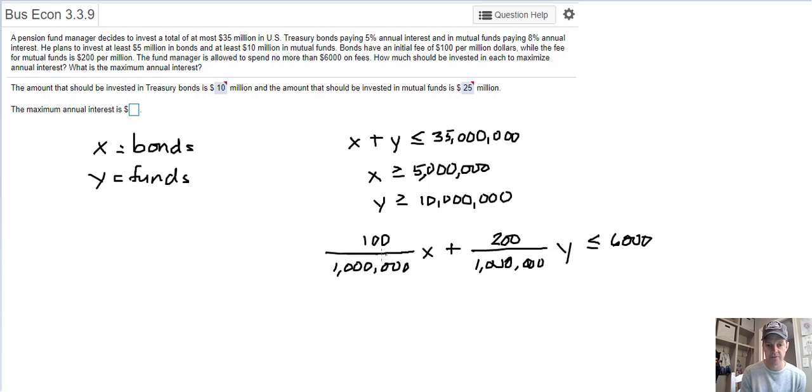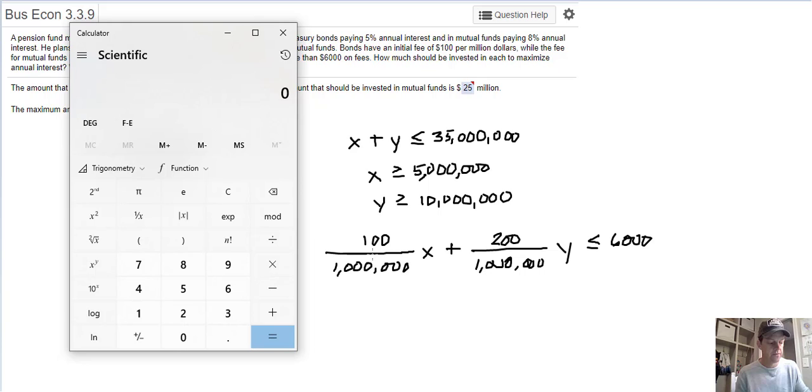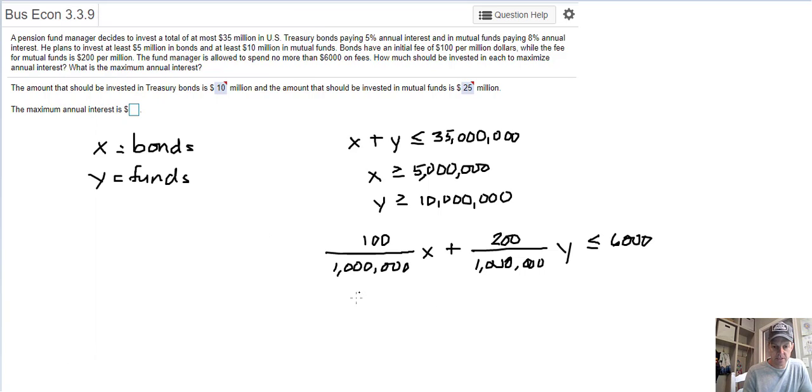Now I'm going to simplify these fractions into decimals. Let's see what they look like. If you take 100 divided by 1 million, you get 0.0001. So I'm going to rewrite this as 0.0001x. And hopefully you see the next one is just twice as much, so it's going to be 0.0002y. You can check it with a calculator if you don't trust my math in my head, but that's what the number will be.